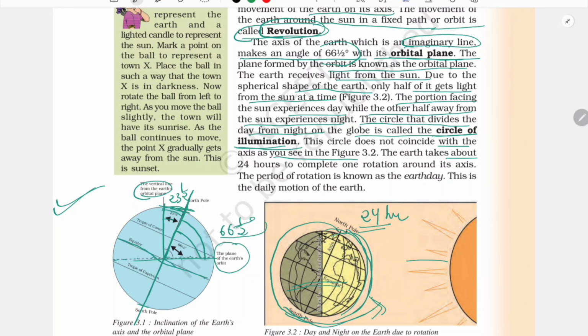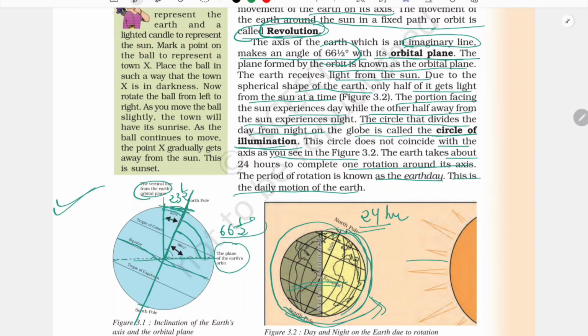The earth takes about 24 hours to complete one rotation around its axis. See, as I have told you, it takes 24 hours to complete one rotation around its axis. Axis is the area where it is rotating, and it is fixed. It doesn't change that area. The period of rotation is known as Earth Day. So this one rotation is known as Earth Day. This is the daily motion of Earth.